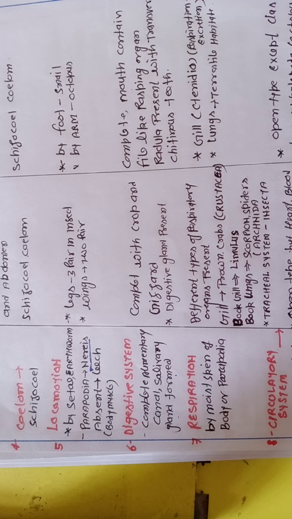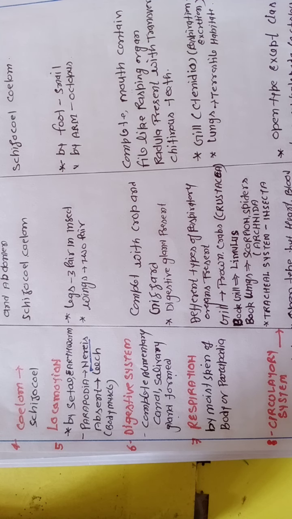After that, Arthropoda: different types of respiratory organs are present in Arthropoda. As you know, gills, book gills, book lungs and trachea, these are the respiratory organs. So the first question is: gills are present in which class? Crustacea. Examples of the class Crustacea are prawn and crab, which have gills. After that, book gills are present in Limulus. You know Limulus is also known as the king crab, and the king crab is a living fossil. So this is the only example.